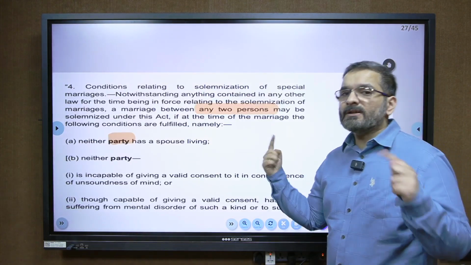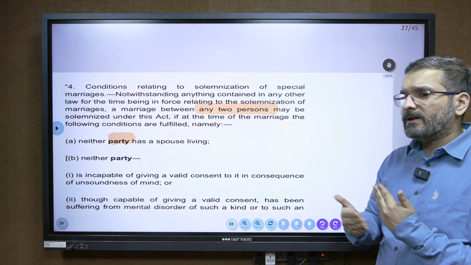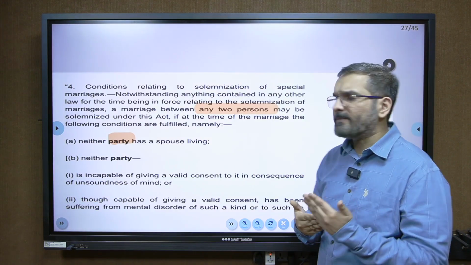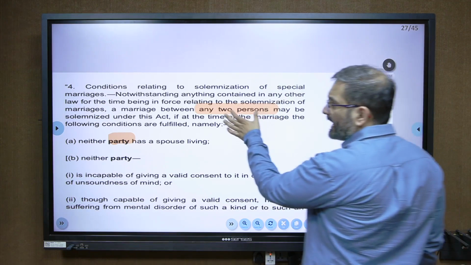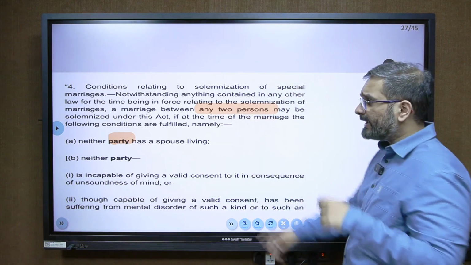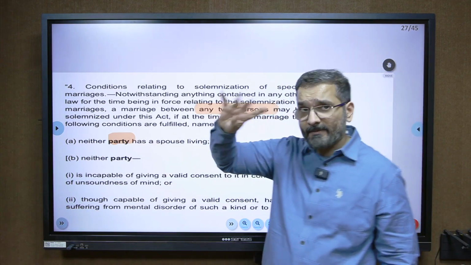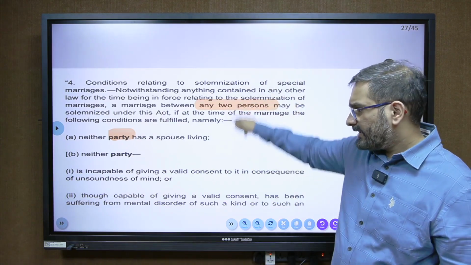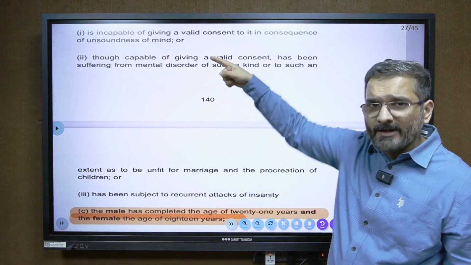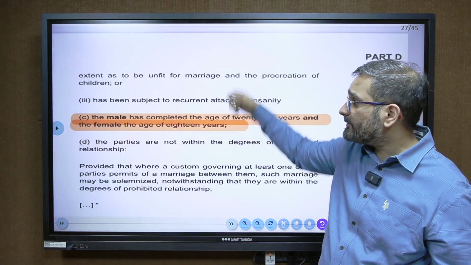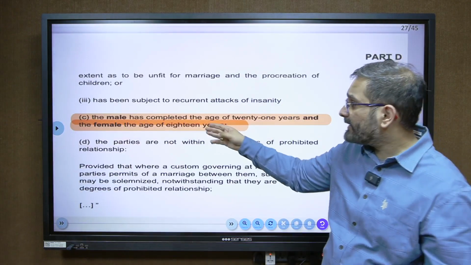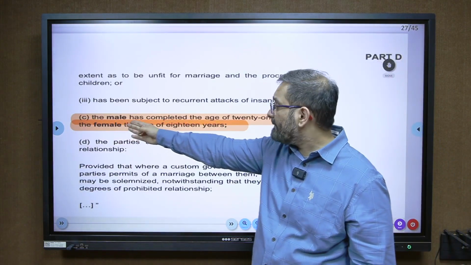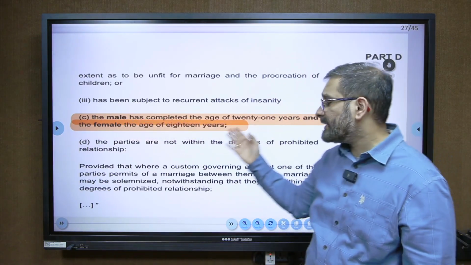Now we go to the Special Marriage Act. So he is taking on the arguments of the petitioners one by one. It says here a marriage between any two persons, and then it is mentioned as party. So I'm in section 4 of the Special Marriage Act. First it said person, then party, so it can be construed to be very gender neutral. But then in the Special Marriage Act the male has completed the age of 21 years and the female has the age of 18 years.